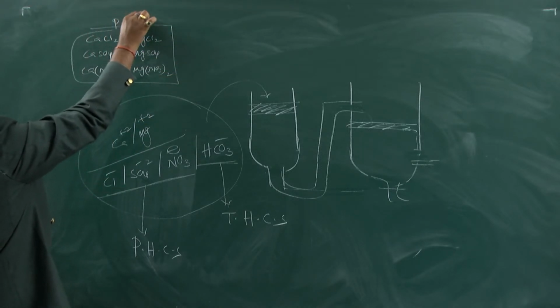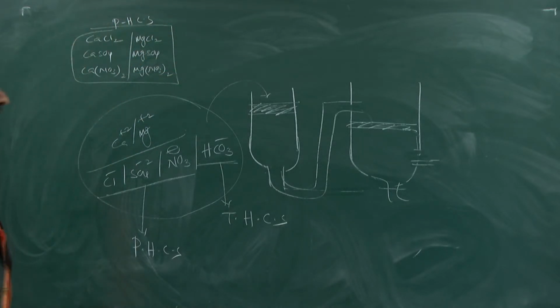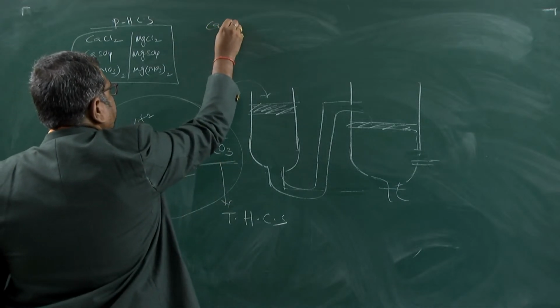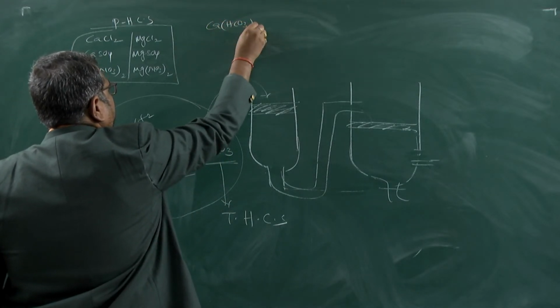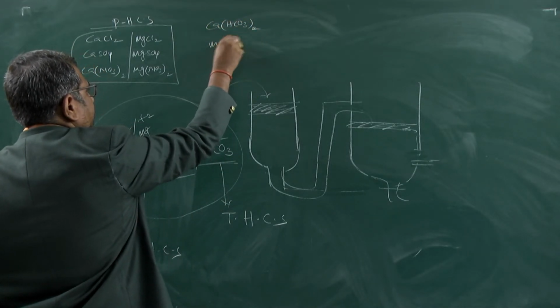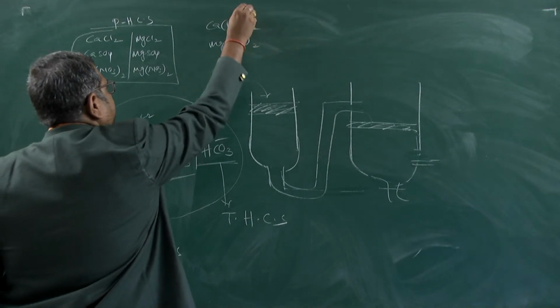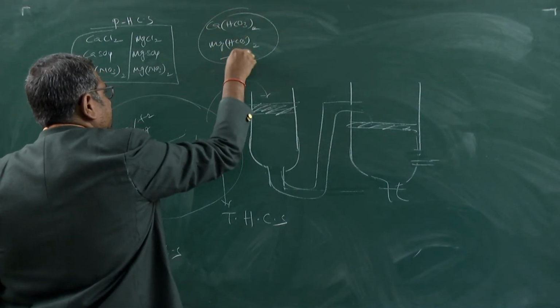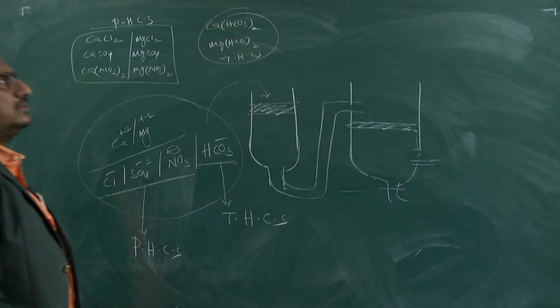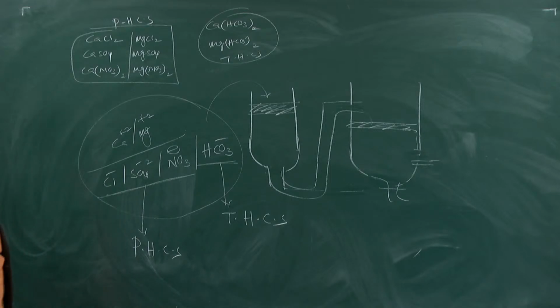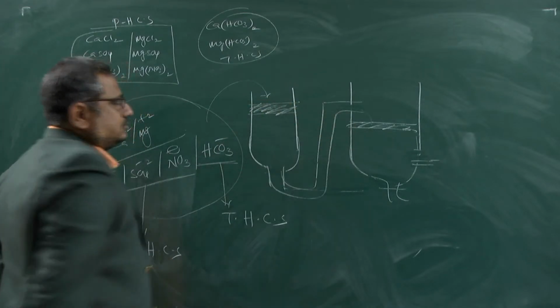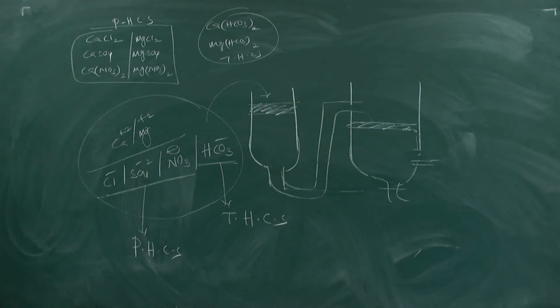Another one is calcium bicarbonate and magnesium bicarbonate. These materials are temporary hardness causing salts. So, cations are exchanged and anions are exchanged in this particular area. So, these materials act as adsorption agents.